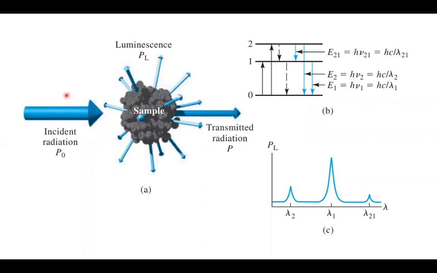So luminescence then, this is just the same thing. Incident radiation is incident on the sample, and the transmitted radiation is lower intensity than the incident radiation. Then the luminescence or fluorescence happens to cause light to scatter in all directions. So we pick up some of those at 90 degrees to the incident beam.